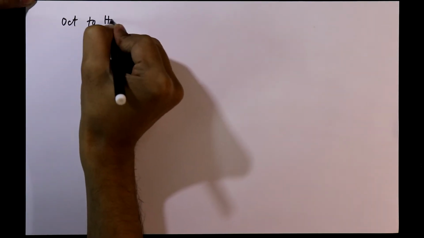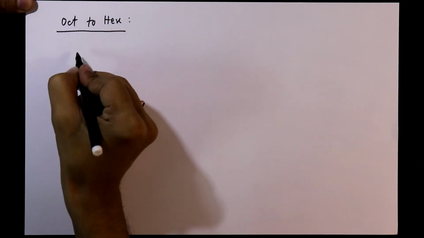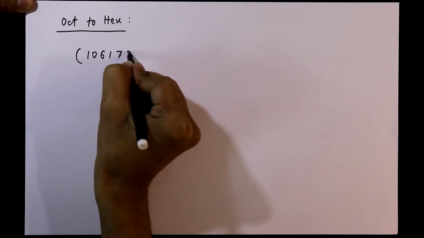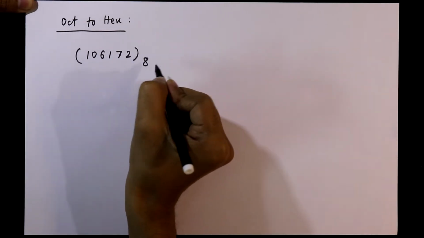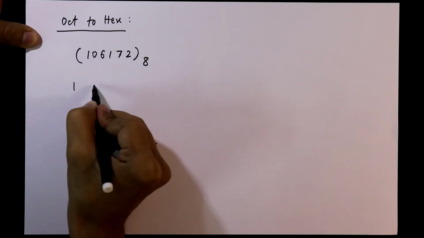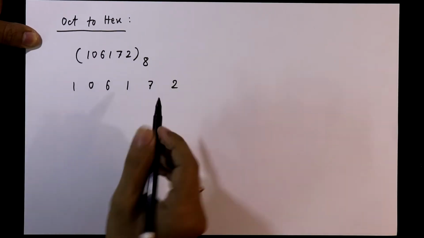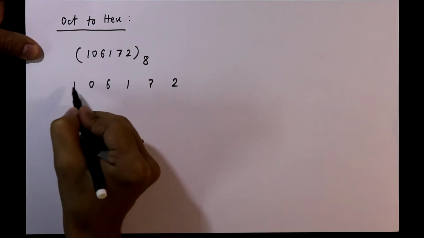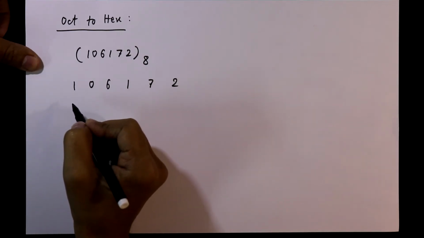Octal to hexadecimal number. Let's say this is the given octal number. Now we have to convert this number to hexadecimal. To do this, write this number like this. Now convert this number to binary number and write this in 3 bit.